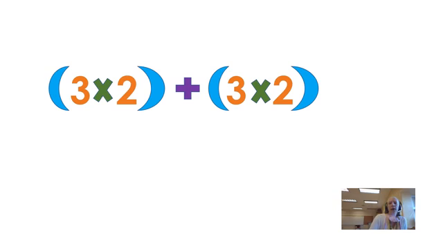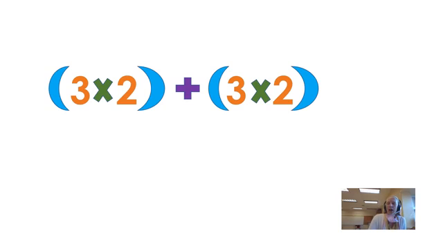If I were to multiply 3 times 4 together, I would get 12. If I were to get an answer for the distributive property, I would also get 12. 3 times 2 is 6. 3 times 2 is 6. If I add 6 plus 6, I would get 12. Notice when I look at the distributive property, if I were to add 2 plus 2, I would get 4, which was one of the factors in my multiplication problem of 3 times 4.